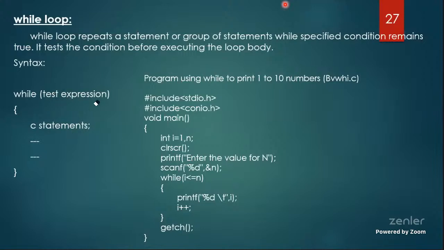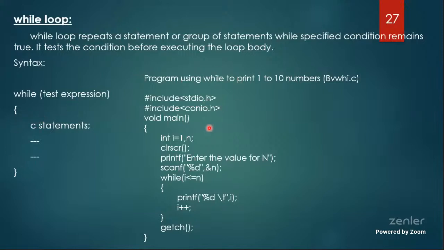Here we have to check whether this condition is true. You can observe i less than or equal to n. We are checking using the relational operator. If it matches, then you will be executing this block of statements. Very easy, try to understand. When this condition is true, you have to execute this block of statements. When this condition is false, you will come out of this loop.